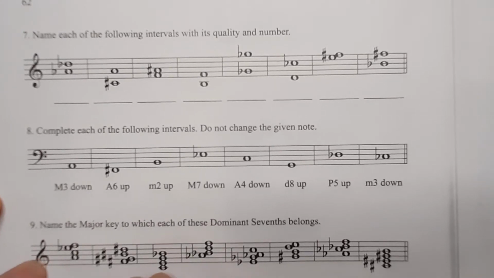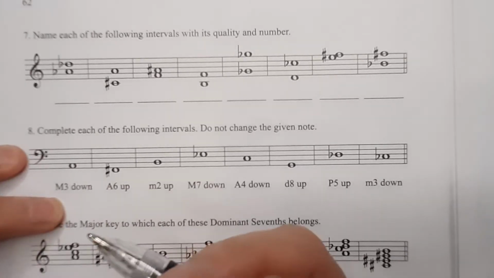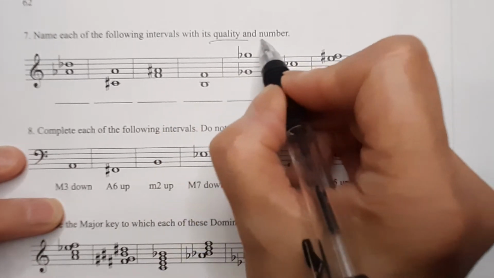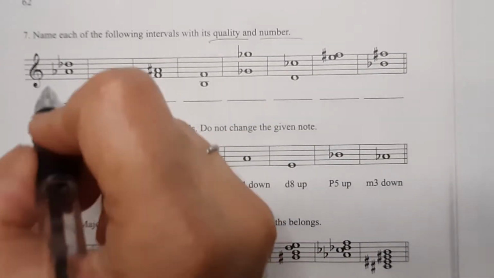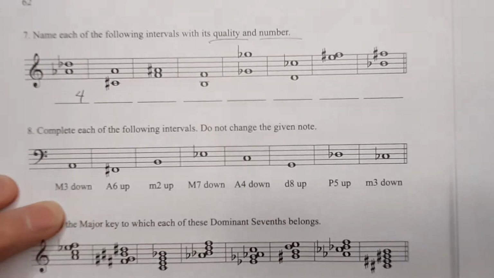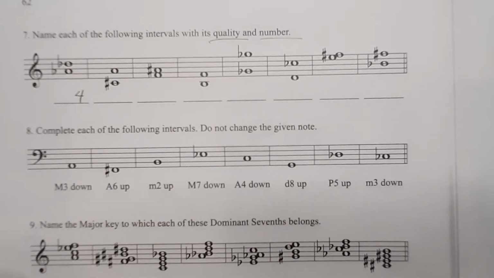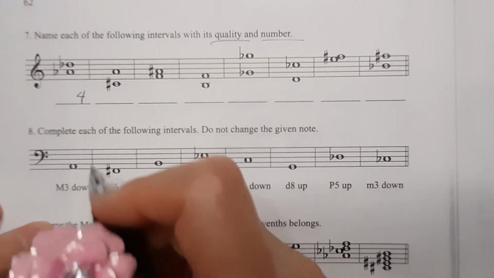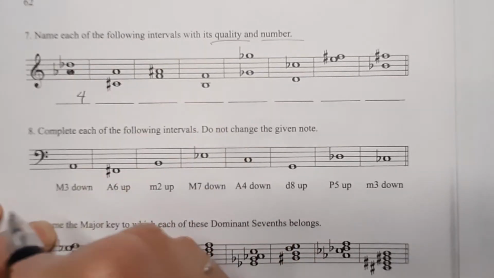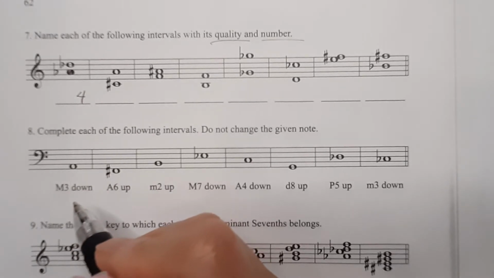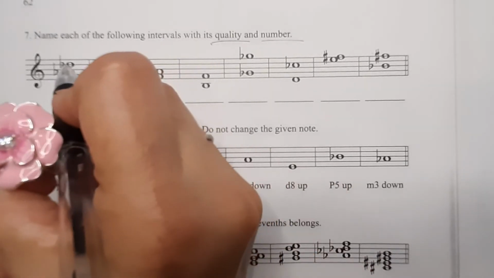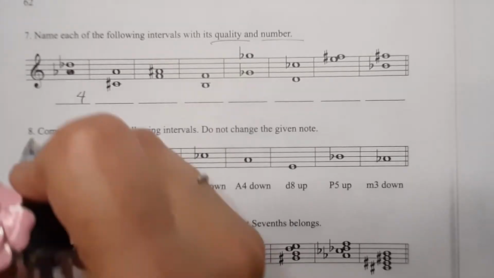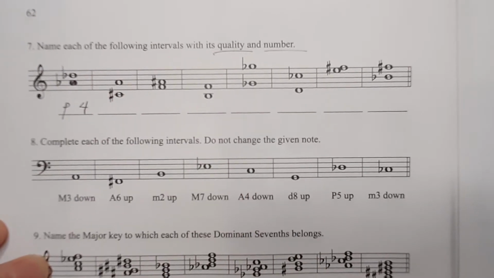Okay, now it's page 62, number 7. Name each of the following intervals with its quality and number. Now it's some kind of fourth, right? Now it could be perfect, it could be diminished, or it could be augmented. Then how do you figure this out? Bottom note is A flat. In the key of A flat major, what do we have? We have B flat, E flat, A flat, D flat. D flat belongs in the key of A flat, right? So this is perfect 4.